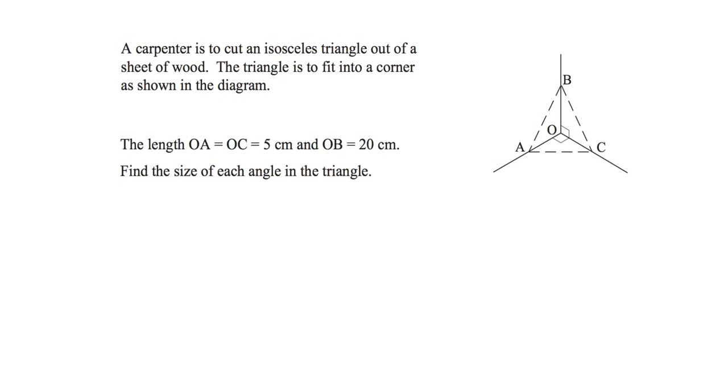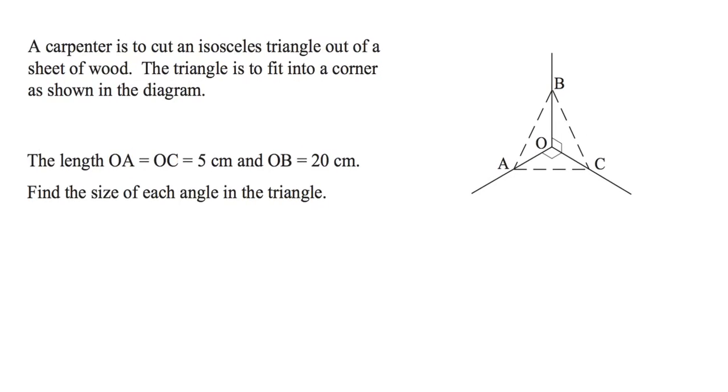O to A is the same as O to C, which is 5 centimeters. I'll write those 5s in there. And then we've got O up to B is 20 centimeters. Find the size of each angle in the triangle. Okay, well, we can have a little think about this. Let's use our colors again. Let's imagine we've got this red triangle I've written from A to O to B.